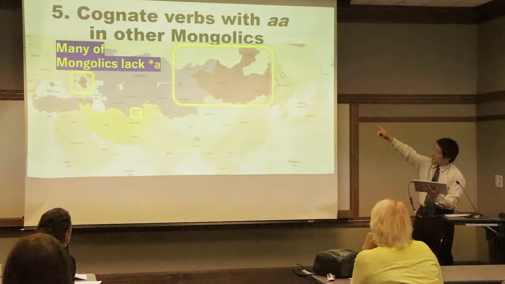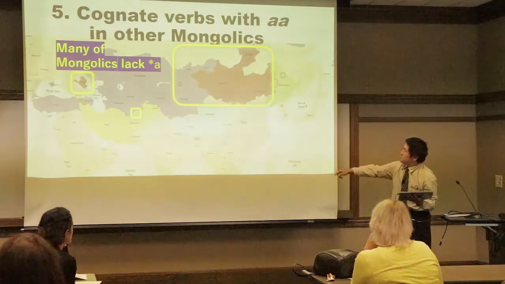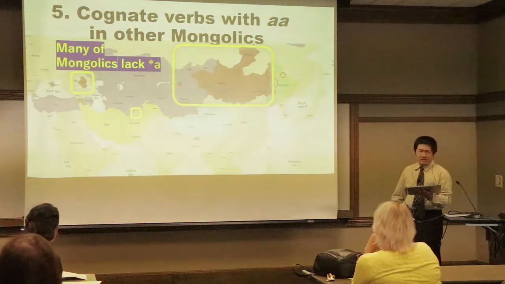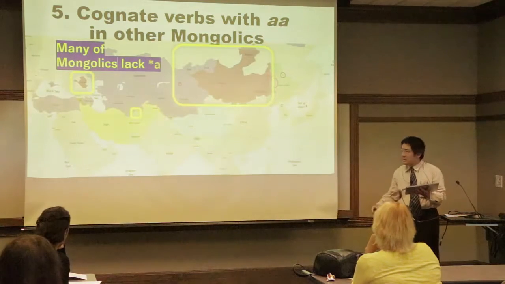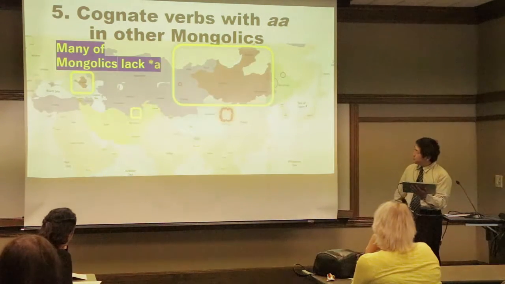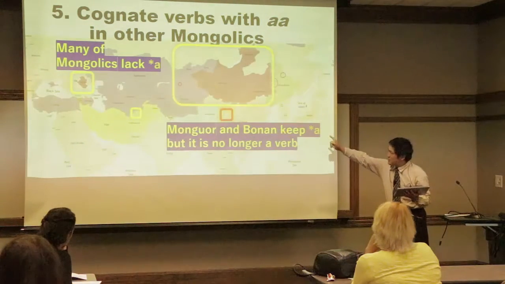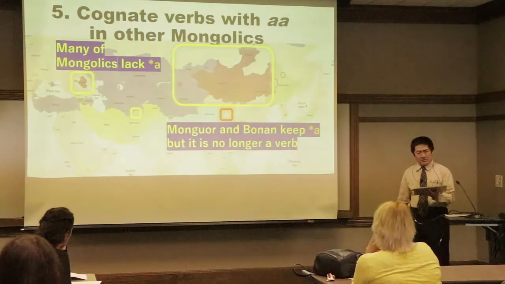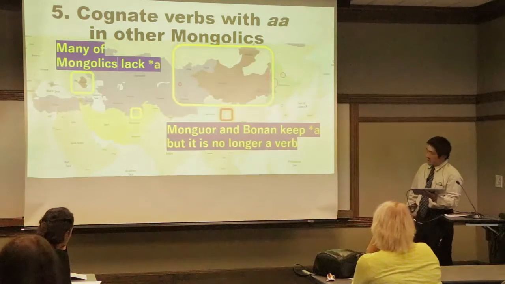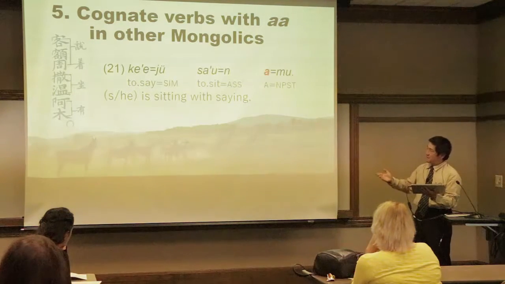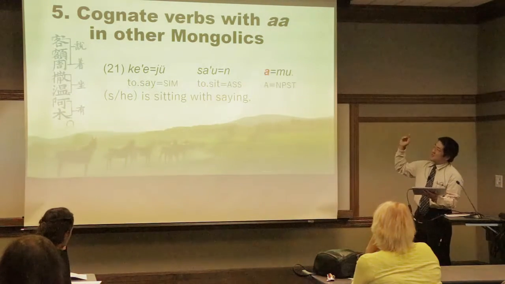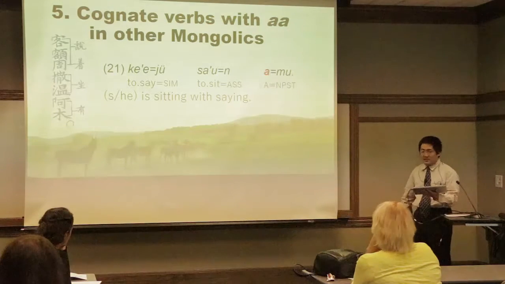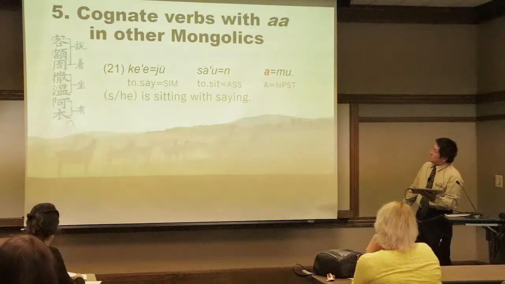In the Central and Northern group, Mongolian, Buryat or Oirat Mongols, many of the Mongolic languages lack a. They replaced it with other verbs. And cognate A is attested in this South Mongolian group, Mongol and Bonan. They keep A, but it is no longer a verb, just like a suffix or clitic or particle-like thing. So it is okay to say verbal A is almost only in Dagur in modern Mongolics. Middle Mongolian is verbal, has verbal property.